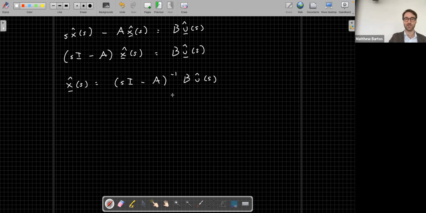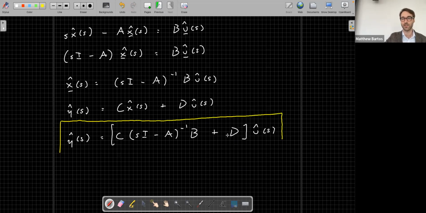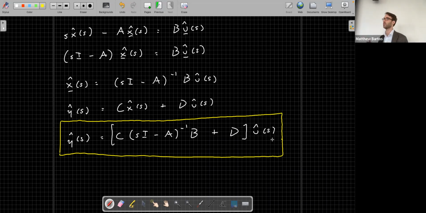So we're almost all the way there to our transfer function. Remember that we also have that Y hat of s is equal to C times X hat of s plus D U hat of s. So all we need to do is plug in this expression for X hat of s here. And what we end up with is the expression for our transfer function, Y hat of s is equal to C times (sI minus A) inverse times B U hat of s. Sorry, let me actually factor out this U hat of s. So we have C times (sI minus A) inverse times B plus D, all times U hat of s. So this equation here will give you the transfer function of any state space system. This is the equation that you can use to convert from state space form to transfer function. So there's a one-to-one relationship between the two. So let me just write, this is the transfer function for a state space system.